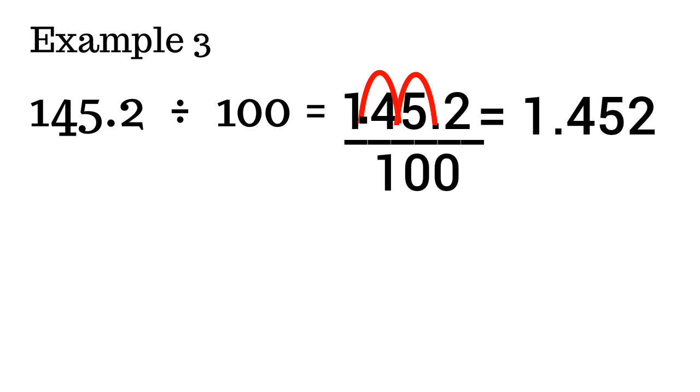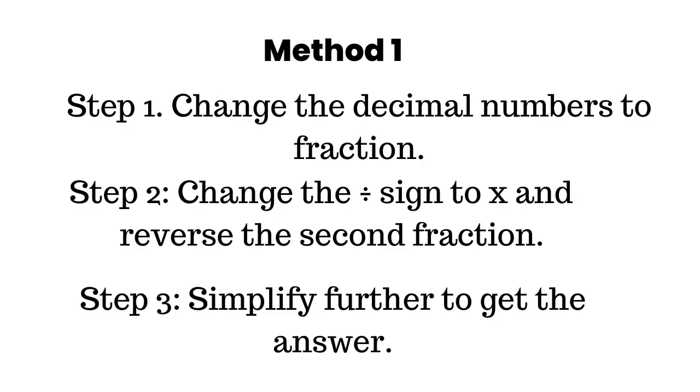Please note that this method works when we are dividing a decimal by 10, 100, 1000, 10,000, etc. But when we are dividing a decimal number by another decimal, we will use a different method. The first method has the following steps. Step 1. Change the decimal numbers to fractions. Step 2. Change the division sign to multiplication and reverse the second fraction. Step 3. Simplify further to get the answer.